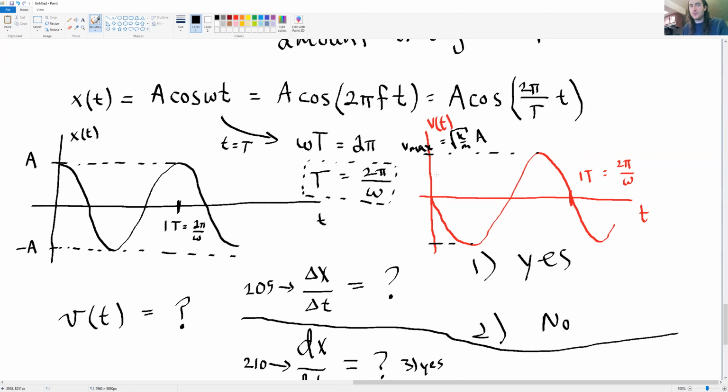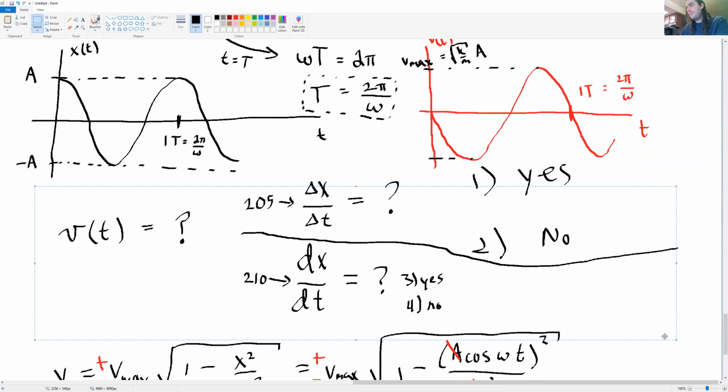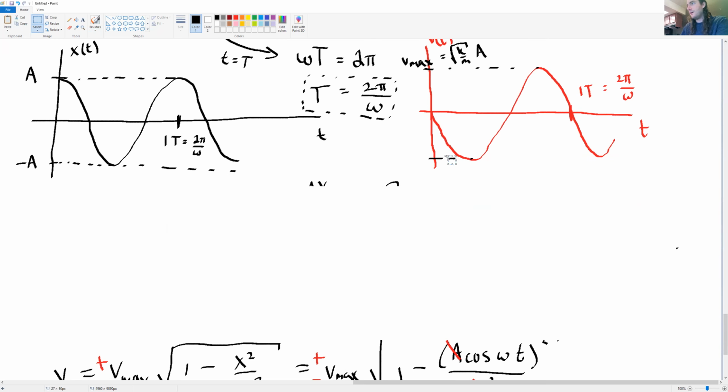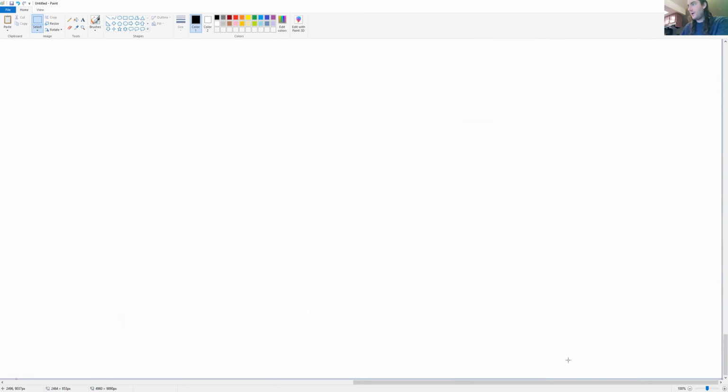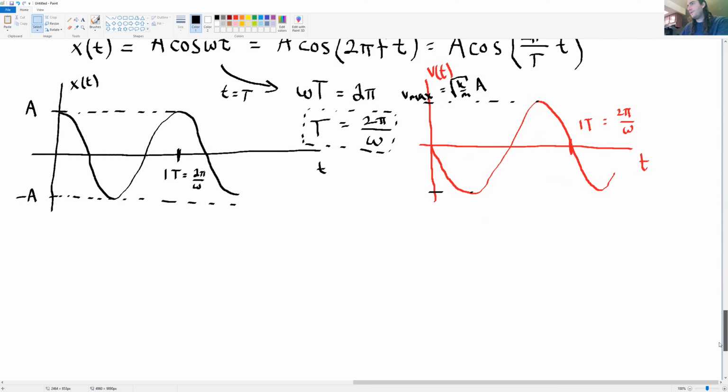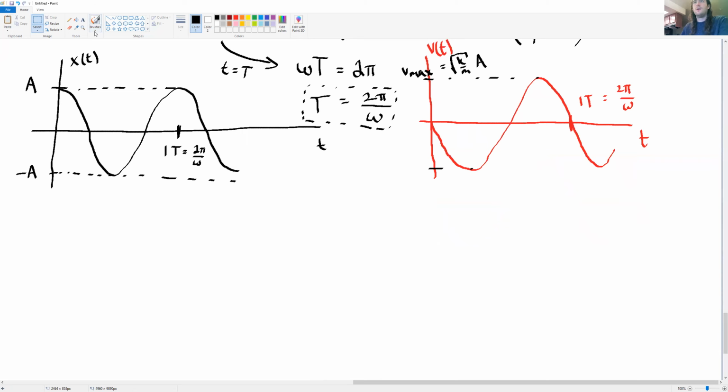The acceleration here in this problem is certainly not constant. Does anybody have any ideas of how we might figure out what the acceleration is? Let me clean up some space for us. Anybody have any idea as to how we might be able to figure out the acceleration? If you are in the 210 class, you already know the answer. If you're in the 205 class, though, you've got to come up with a non-calculus way of getting the answer. So what do you think we could do?